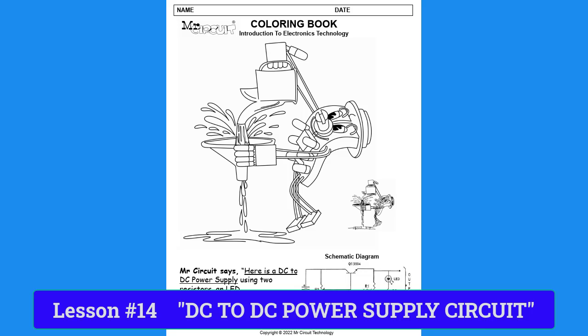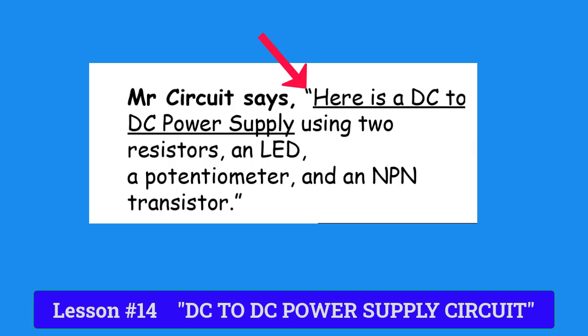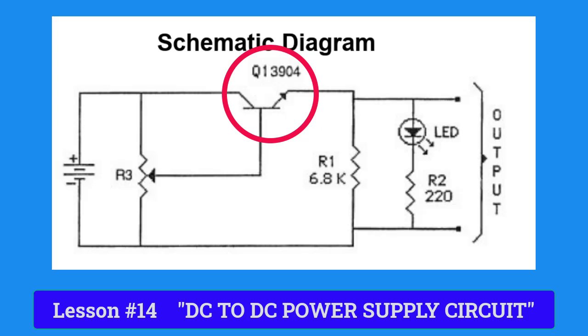At the bottom of the page, what does Mr. Circuit say? Mr. Circuit says, here is a DC to DC power supply circuit using 2 resistors, an LED, a potentiometer, and an NPN transistor. Please put a circle around the schematic symbol of the transistor on the schematic diagram at the bottom right-hand side of the page.